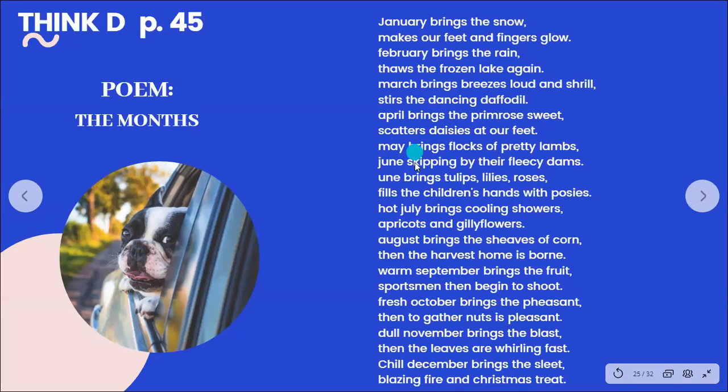Beautiful poem that talks about how beautiful each month is. Every month has something beautiful. Okay, so we now need to circle all the words that you think should be capitalized. Here, I'm going to give you 1 minute so you can finish.